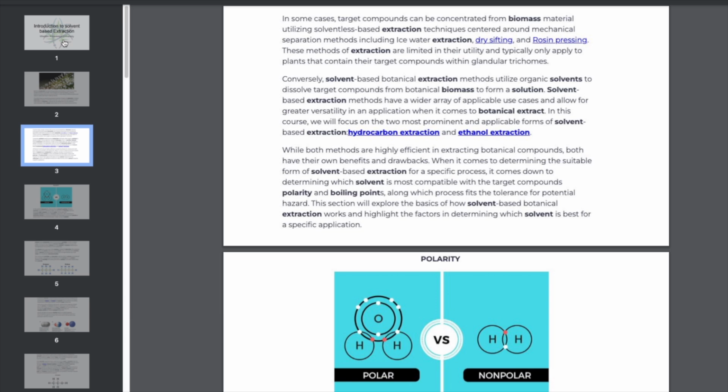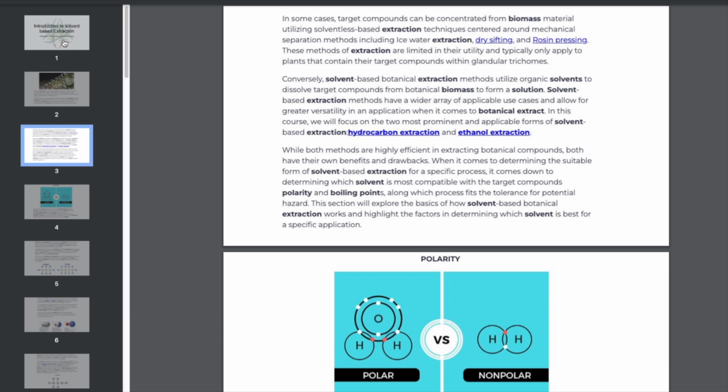These methods of extraction are limited in their utility and typically only apply to plants that contain their target compounds within glandular trichomes. Conversely, solvent-based botanical extraction methods utilize organic solvents to dissolve target compounds from botanical biomass to form a solution. Solvent-based extraction methods have a wider array of applicable uses and allow for a greater versatility in application when it comes to extraction.